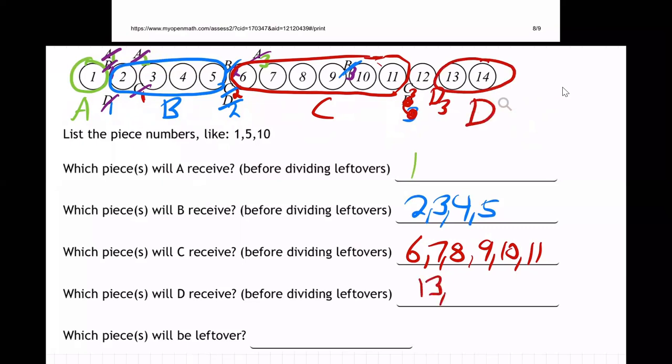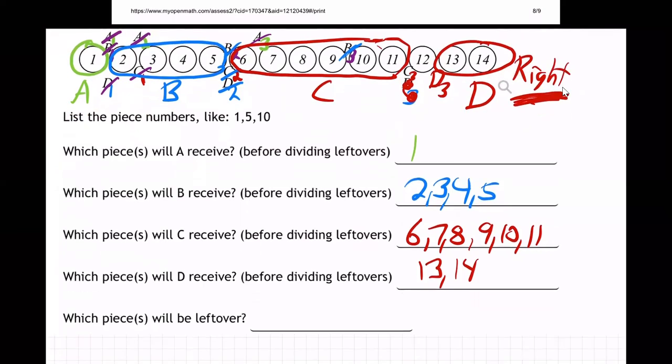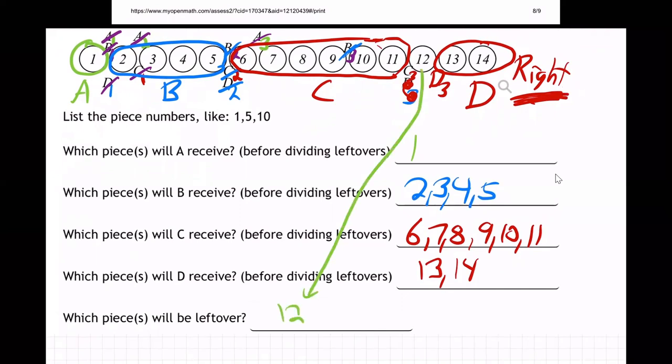We get 13 and 14. Remember, you circled to the right on the last step. All the other steps you go left, but on the very last step, you go to the right. You find the last letter, because we'd already done A, B, and C, so the last letter was D. You find where the D marker is on the right side and circle to the right, not to the left. So then which candies are left over? There'd only be one leftover candy, that number 12 right there. All the rest were given out. So there we go.